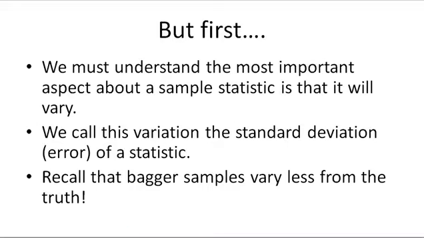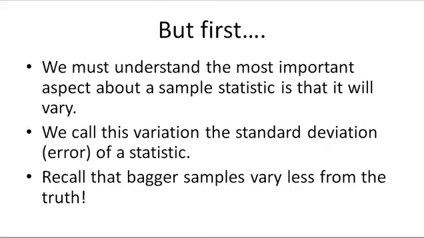All right, but first we need to understand something extremely simple. We must understand that the most important aspect of a sample statistic is that it will vary. Remember, that's the one thing we've always been saying, that samples vary. If you think about gathering a sample of people, there are hundreds and millions and probably even more samples of people. And it's impossible to know all of them, but we do understand that samples themselves are going to vary from one to another. So we call this variation the standard deviation of a statistic.